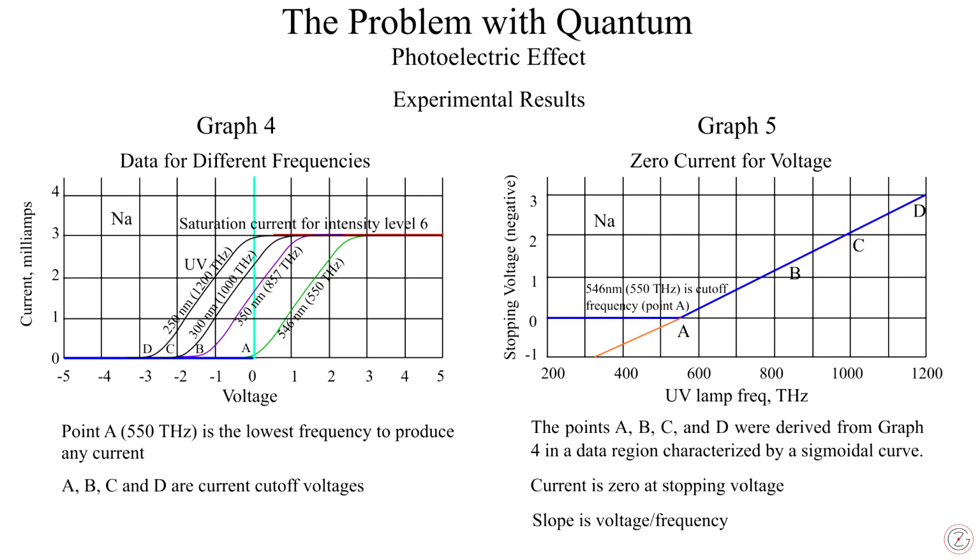Most graphs have long linear portions with curved ends near a stability level. Graph 4 shows a family of curves with different frequencies. The furthest curve to the right, at 550 terahertz, is the lowest frequency that produces current. This is the frequency cutoff for sodium. Graph 5 is derived from graph 4 and shows the cutoff frequency at point A, where the current ceases to flow. The other 0 current points are in a linear pattern.